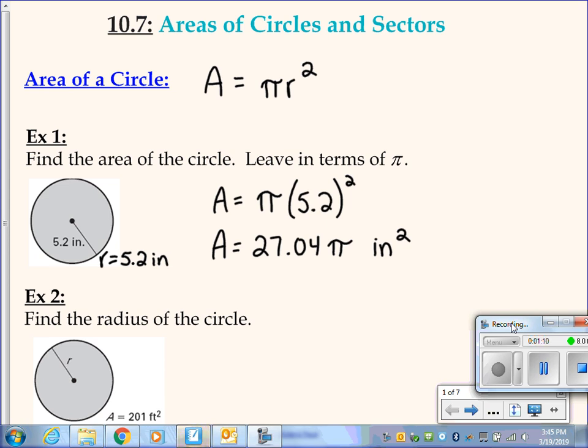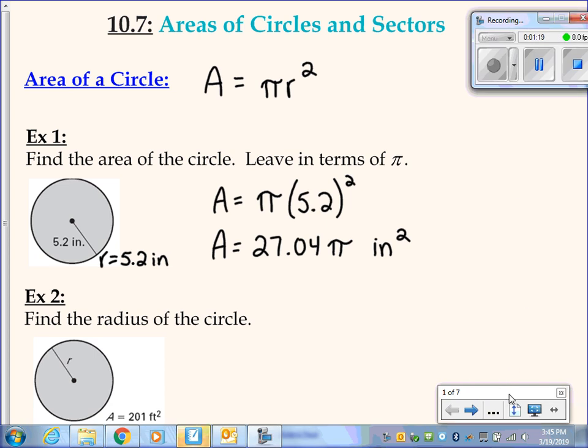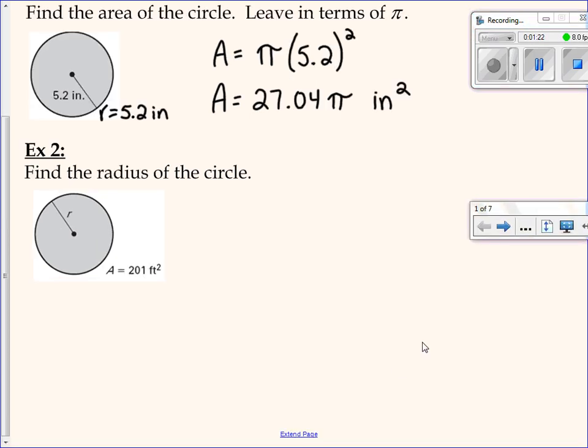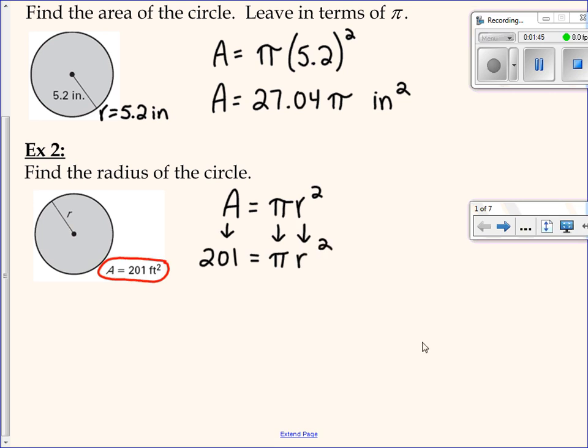All right, let's take a look at example 2. Example 2 is the same idea, but this time we're going to find the radius of the circle. If you look at the very bottom here, we've been given the area of the circle. So let's plug in what we know into the area formula. We know A is 201 feet squared. I'm going to drop down pi, drop down radius squared. That's what I'm looking for. Feel free to call it X. So we are going to solve for R.